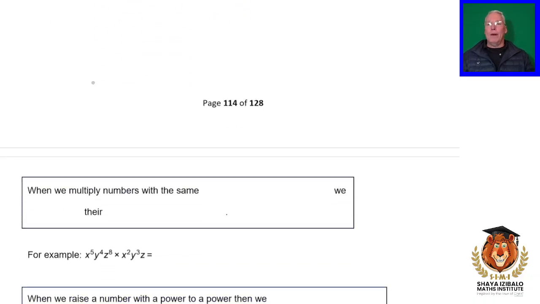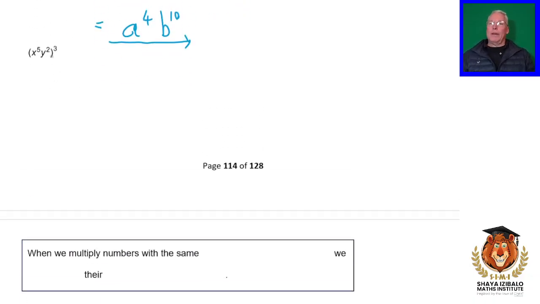Okay, now, here we could write this bracket out 3 times. But in fact, when we raise a power to a power, we end up multiplying. So in other words, this will be x, 5 times 3, 15, and 2 times 3, 6. x to the 15, y to the 6. Okay, now if you'd forgotten that exponent rule, it doesn't matter. I'm going to show you how we can do it by writing it out in full.